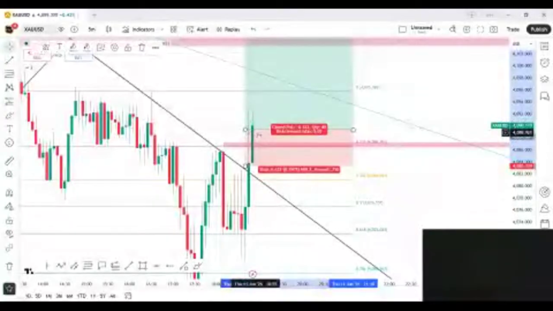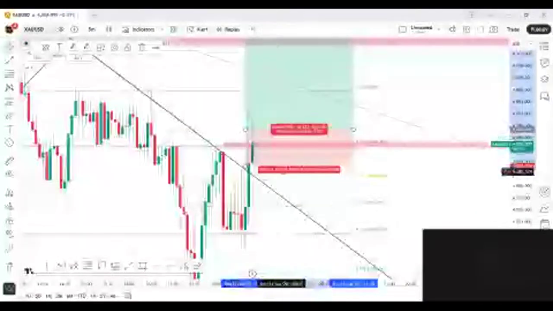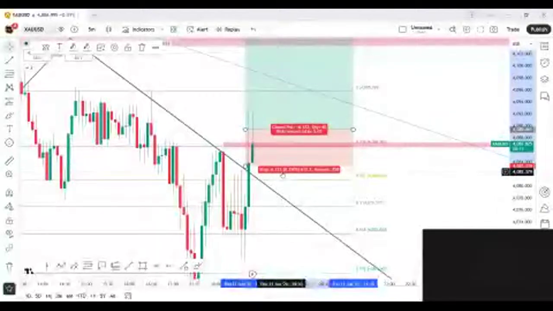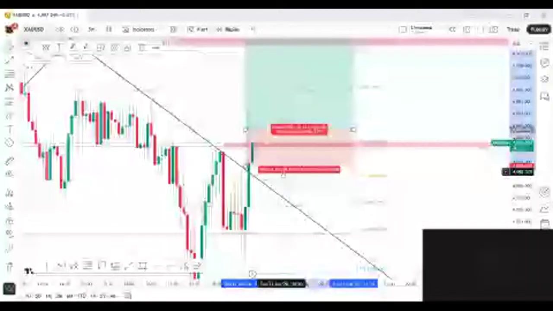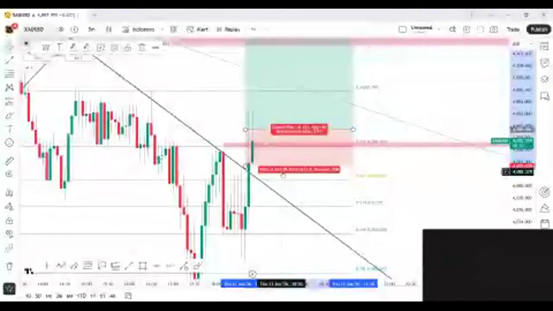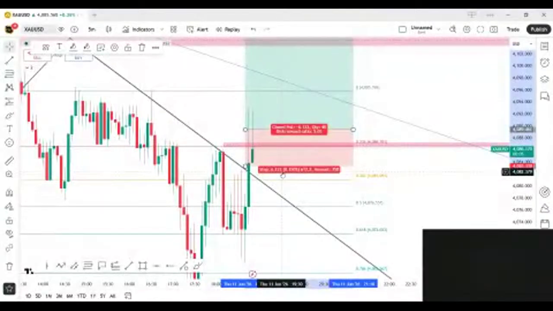Just get ready, guys. Again, you can see that rejection to the downside. That's why I'm saying to you guys that we have to always wait. There are sometimes a lot of trades in front of us. If you will not wait, obviously that will hit the stop loss. So the more we wait, the more confirmation we will have.